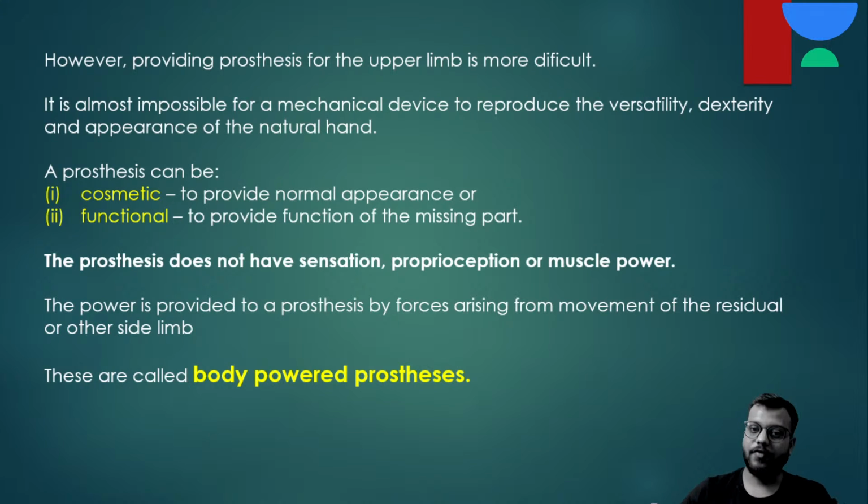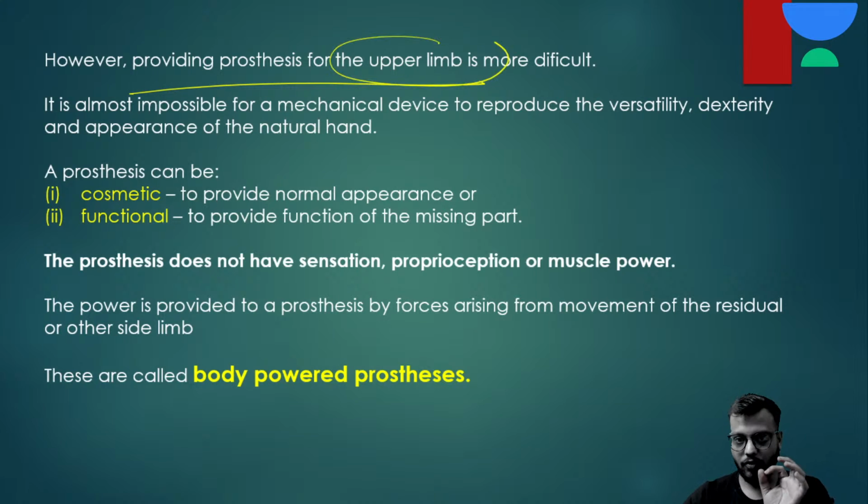So it is very important, and also very famous across the world. So remember the Jaipur foot, questions also come on this. Now in the upper limb, prosthesis is more difficult, remember this. The need for prosthetics is due to two reasons. First is cosmetic, normal appearance. Second is functional, and functional is more important.